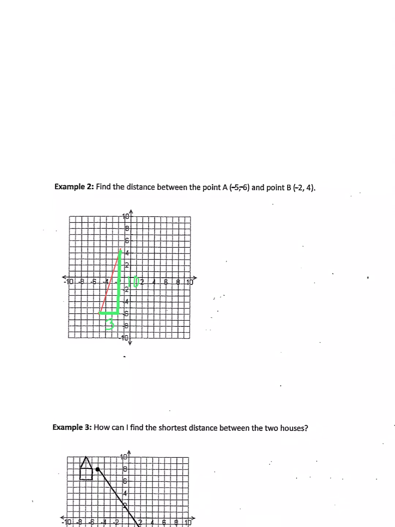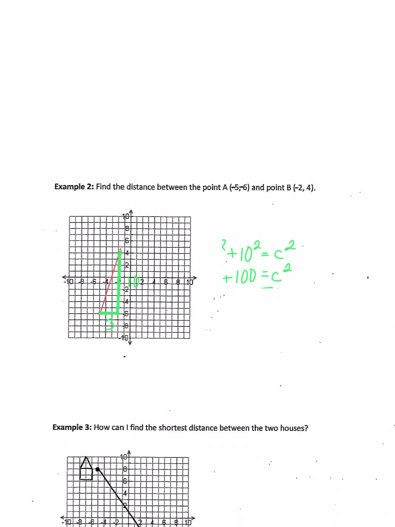So now I'm going to set up my equation. 3 squared plus 10 squared equals c squared. I know 3 squared is 9, 10 squared is 100. That has to equal c squared. I add them together, I get 109 equals c squared.